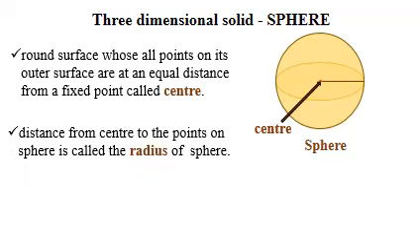Now, the distance from the center to the points on the sphere is called the radius of the sphere. As you can see in the figure, radius is labeled like this. So this is the radius, that is the distance from the center of the sphere to the points on the outer surface of the sphere is called the radius of the sphere. Now I would like to add examples from our daily life.